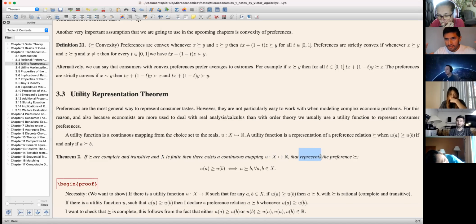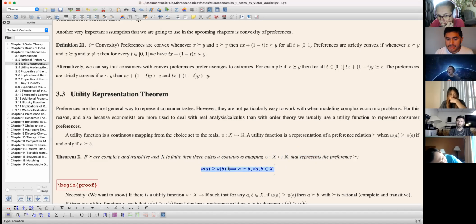So new word, very loaded. Representing the preferences means exactly this. The utility of A is greater than or equal to the utility of B if and only if A is in relation in terms of the preference relation. So it's preferred, or as we say informally, weakly preferred to B, for all A and B in the choice set. So there is a lot of information here. That's the great thing about mathematical notation, right? Just one liner with a lot of info.